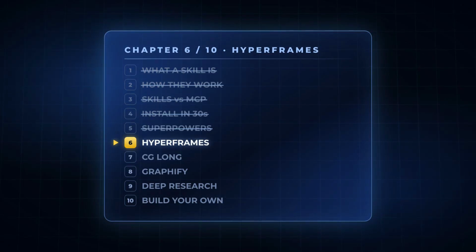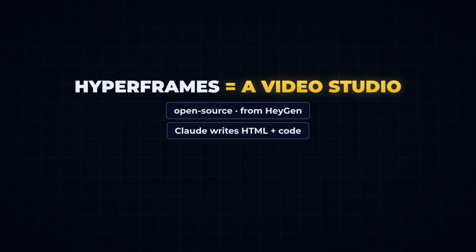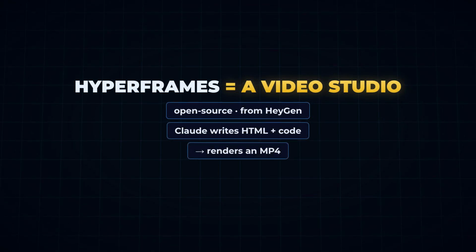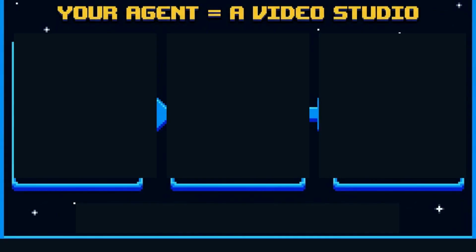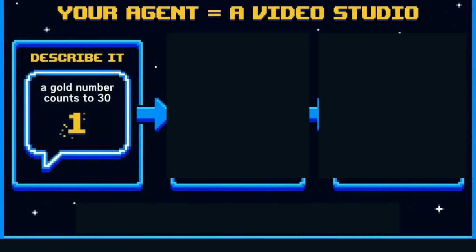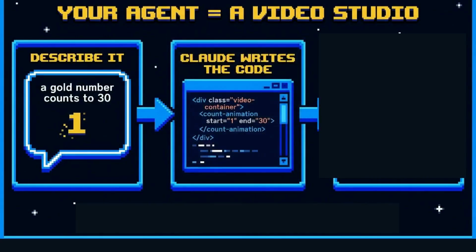Hyperframes is an open source framework from the team behind HeyGen, and it lets Claude build motion graphics videos, like every animation on this video, by writing them as plain HTML and animation code and then rendering that straight out to an MP4. Now, normally, motion graphics means After Effects, keyframes, a brutal learning curve, and hours of fiddling. With the Hyperframes skill, you just describe the scene you want, a gold number that counts up to 30 on a dark grid, and Claude writes the composition and renders it for you.